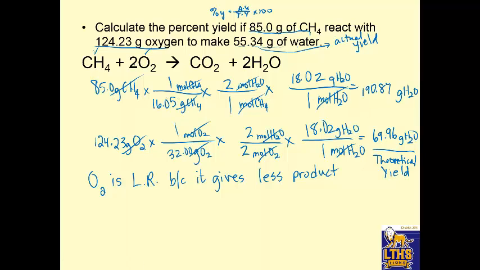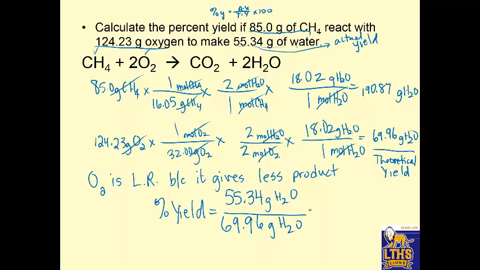So this is saying we have a ton of ham, but only 6 slices of bread. So in theory, we're only going to get 3 sandwiches. In theory, here, we're only going to get 69.96 grams of water. That's the most we can get, all right? So then the final step for percent yield is to take the actual yield of 55.34 grams, which somebody made in the lab doing this reaction, divided by the 69.96 grams that we theoretically thought we could get, times 100. This reaction gives 79.10% yield.